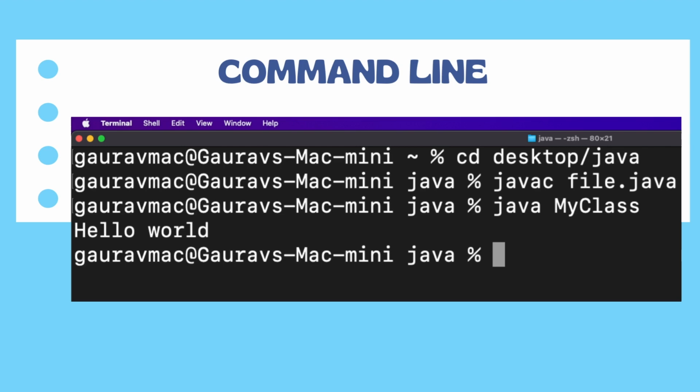Now let us understand what is a command line. Command line is nothing but a text interface that can be navigated by typing in a command, right? We have used cd to navigate from desktop to java. Then below that we have used the javac command to compile our Java program. And further we have used the java command to execute our Java program. So these are nothing but the commands, right?